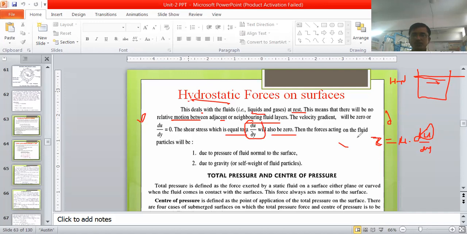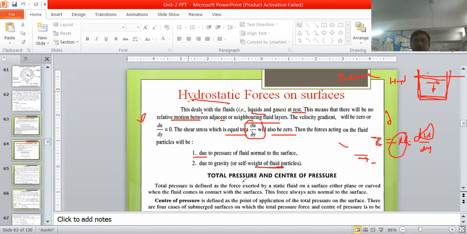And then the forces acting on the fluid particles. What are the forces that will be acting on a fluid at rest? Here, viscosity will not be there because there is no motion. Viscosity comes into existence when there is motion. So the two forces which will be acting on the fluid particles are the pressure intensity, or we can say pressure force, and the second force, the gravity force, the self weight of the fluid particles. These are the two forces that will be acting when the fluid is at rest.